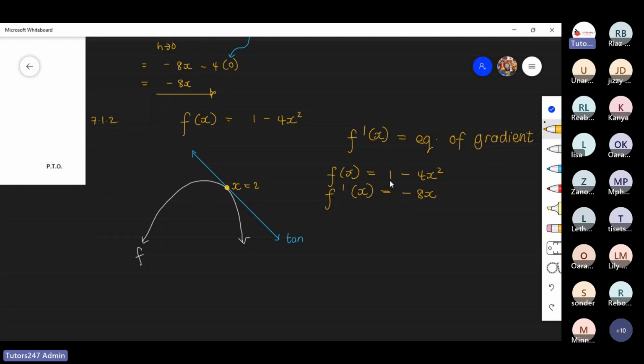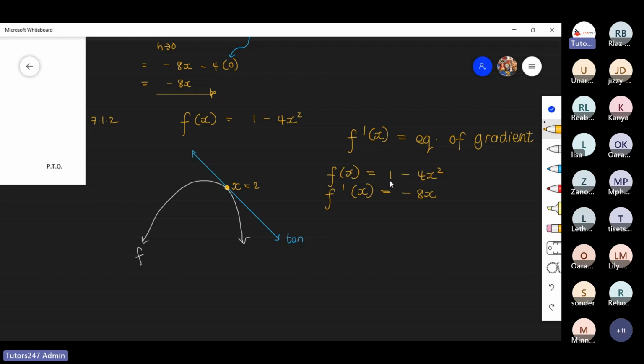But please don't memorize this. It's not a constant for every parabolic function. It is unique to that specific parabolic function. What is a constant is that if you derive the function, you'll end up with the equation of the gradient. So you can remember that as opposed to memorizing this equation. So remember that if you derive the curve equation, you end up with the equation of the gradient.